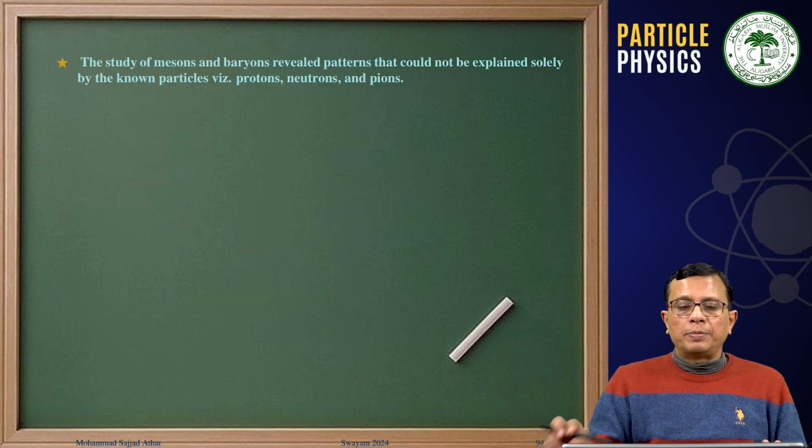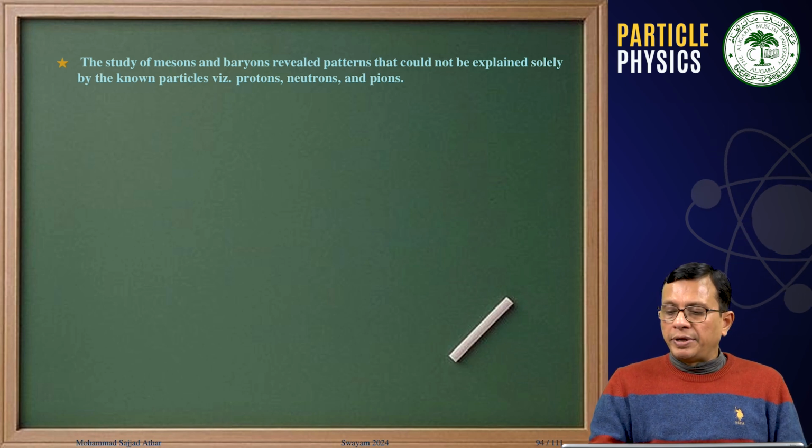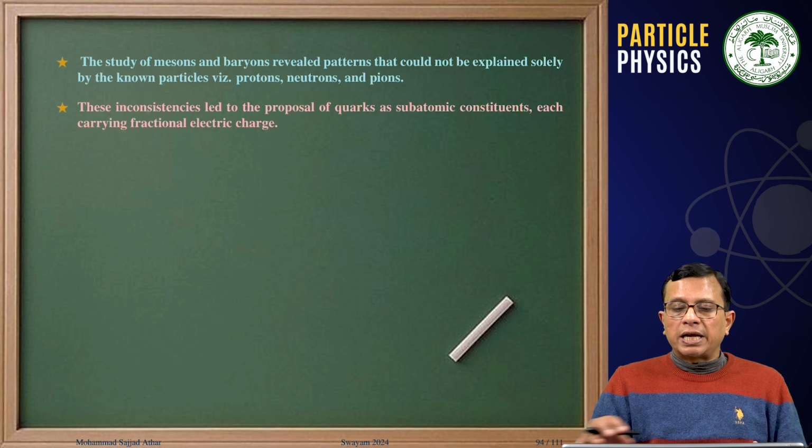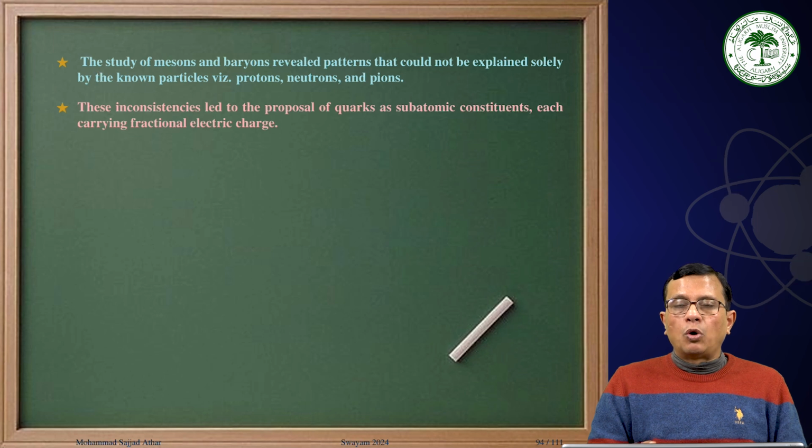Therefore, the study of mesons and baryons revealed patterns that could not be explained solely by the known particles, protons, neutrons, and pions. That is what we have seen in the lectures. We saw that there are many more particles. These inconsistencies led to the proposal of quarks as subatomic constituents, each carrying fractional electric charge.